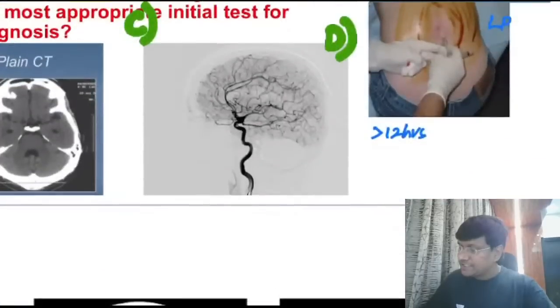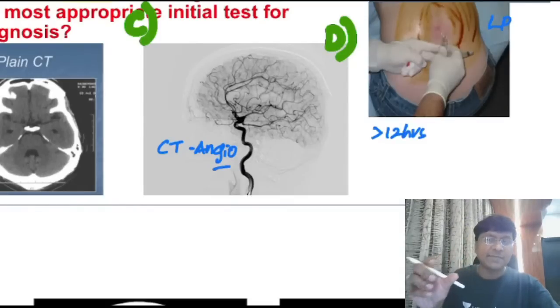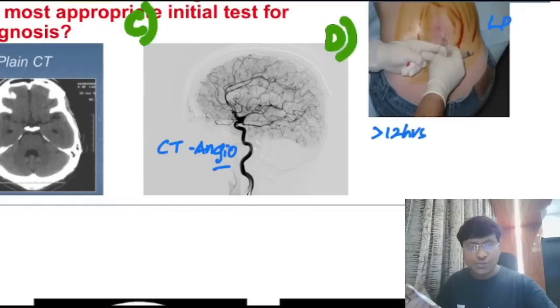Right? Now, what is the role of CT angiography in subarachnoid hemorrhage? CT angiography performed with IV contrast can be useful in identifying the aneurysmal vessel. What is the most common cause of subarachnoid hemorrhage? That is head trauma. And the second most common cause is the rupture of a berry aneurysm. In order to identify that aneurysmal vessel, you can do CT angiography performed with IV contrast.